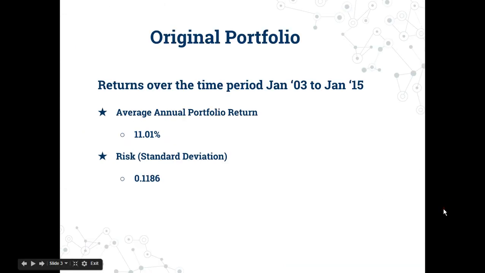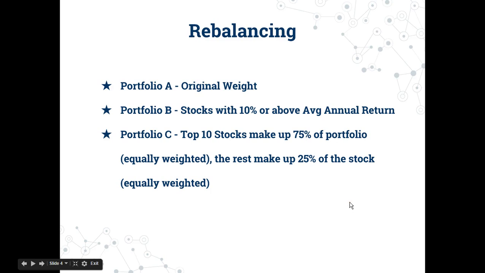The original portfolio, as I gathered data from January of 2003 to January 2015, according to its original weight, the portfolio in general averaged an annual return of 11.01% with a risk measured by standard deviation of 0.1186. So I looked at what I could do to rebalance it.